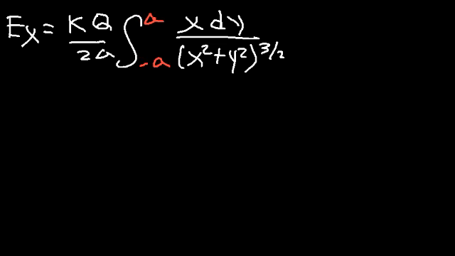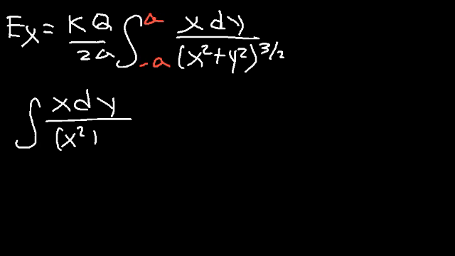But let's focus on the integral of this expression. Let's ignore -a and a for now. We can add it later. But let's focus on finding the antiderivative of this expression, because that requires some work. So how can we integrate this function? The best way to do this is to use trigonometric substitution. So the first thing that we need to do is take out an x squared inside the parentheses. We're going to factor it out.